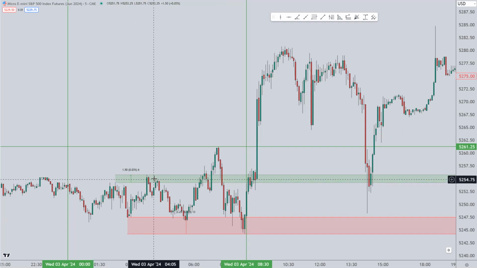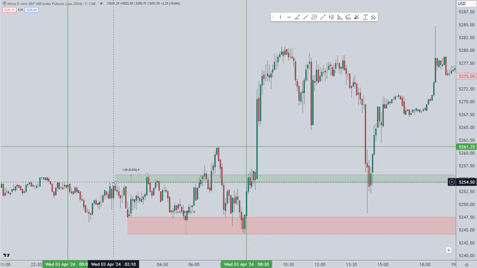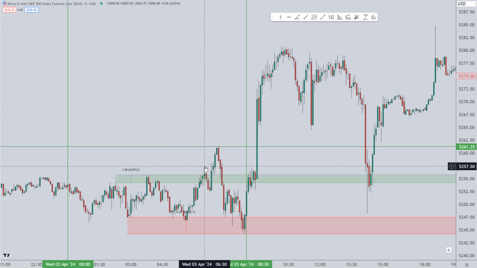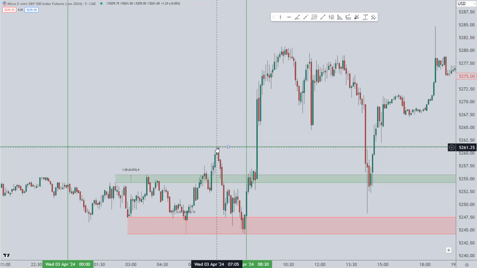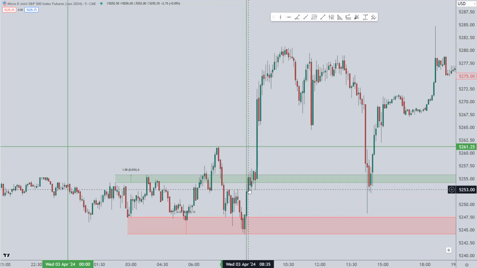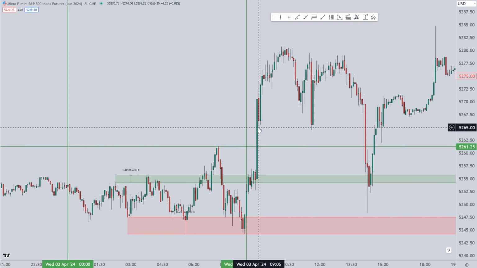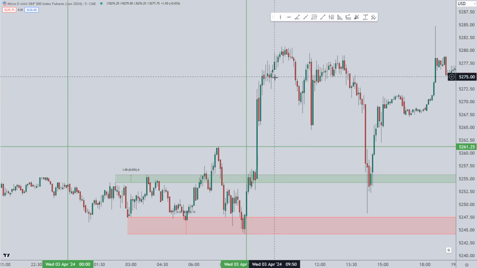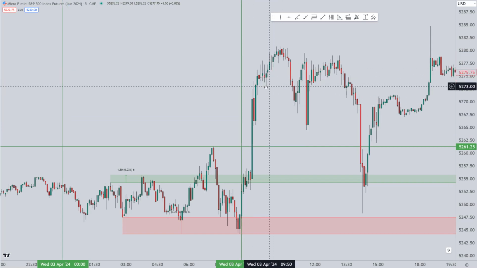Then we have a zone of resistance up here created from this top and then this top. There's another minor top, and then the major resistance top is marked right here. When the market opens, we start moving up and break through this level, but we never retest it. We come all the way up here and make a top, come down a little bit, but then make a higher top.